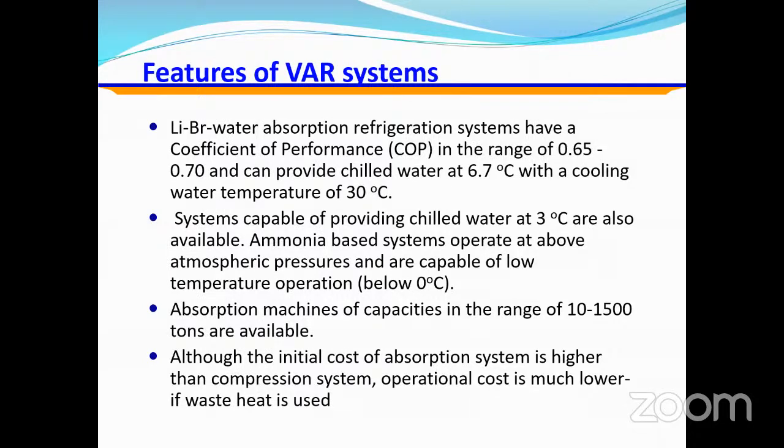Ammonia-based systems operate at above atmospheric pressure and are capable of low temperature operation below 0 degrees C. Absorption machines in the capacity range of 10 to 1,500 tons are available. Although the initial cost of the absorption system is higher than the compression system, the operational cost is much lower if waste heat is used.